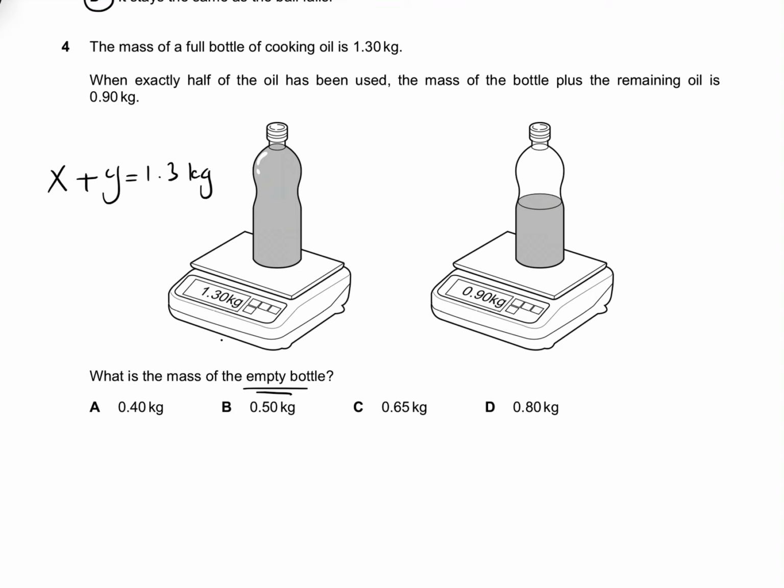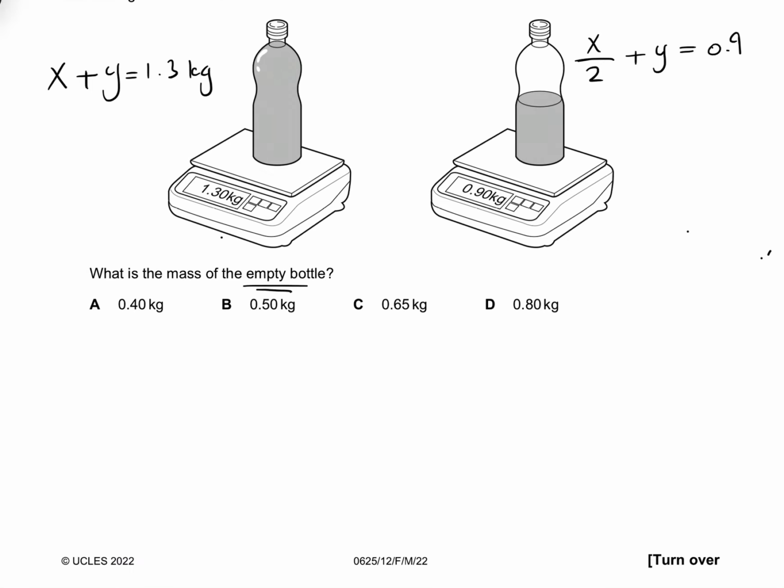However, after half of the oil is used, so basically x, which was the oil, is divided by 2, plus the same mass of the bottle is equal to 0.9 kilograms. So as you can see, you have 2 simultaneous equations that you can solve. The equations are x plus y is equal to 1.3, and x over 2 plus y is equal to 0.9. You can just solve this by elimination, subtract both equations.